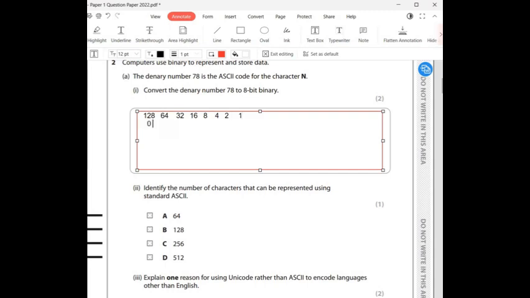78. So it's not going to be 128. It's going to be a 1. 64 can go into it. 32. It's not going to be 16. 64 and 8 is 72. Plus 4 is 76. Plus 2 is 78. So 78 is 0, 1, 0, 0, 1, 1, 1, 0. Bosh, done. That's literally it. It's literally primary school maths. So you're basically saying 64, add 8, add 4, add 2, 78. Bosh, done.